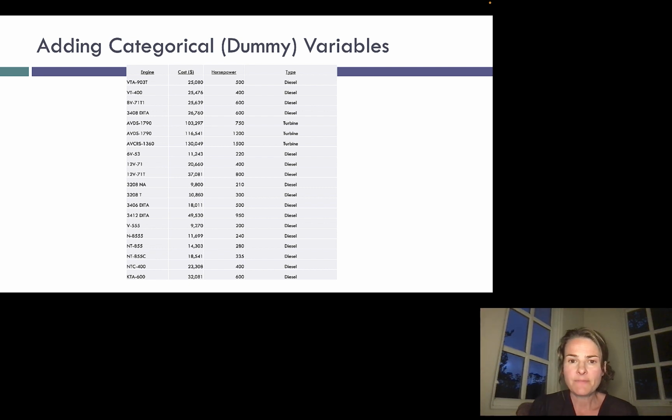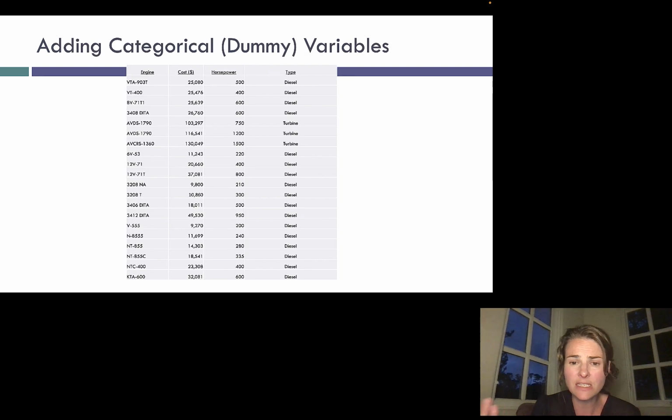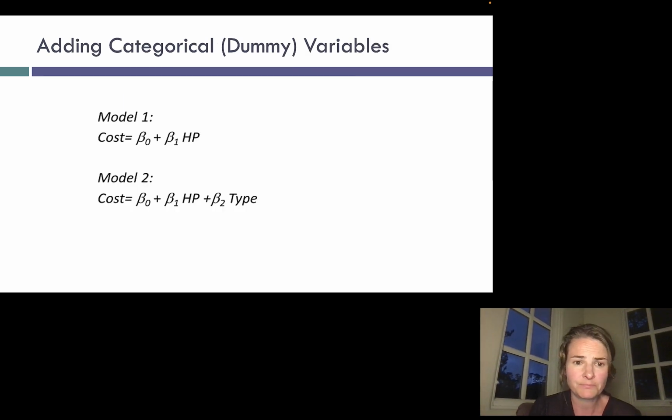Here's the data. So the data tells us something about horsepower, something about cost, and something about the type of the engine. And we might want to include this information about type in our model. If you take a look at our model, it looks like there's kind of two chunks in that model that need explaining, and then that line is kind of connecting two pockets of data. So let's see what we can do with it.